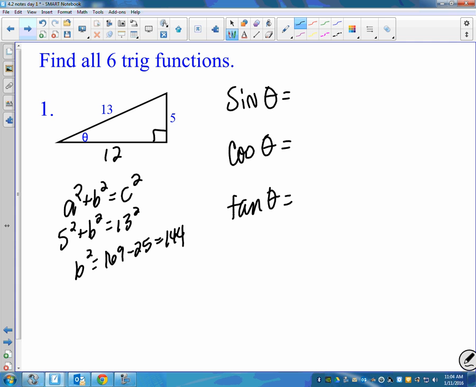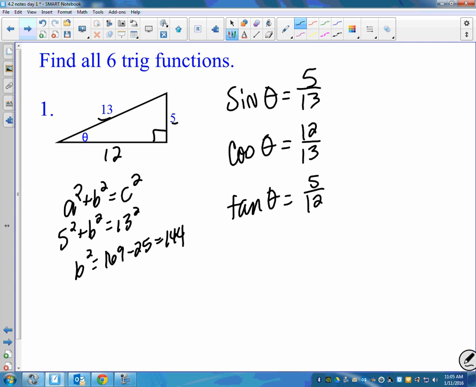And then again, we're just using our SOHCAHTOA. Sine is opposite over hypotenuse, and we're just going to leave it as a fraction. So 5 over 13. Cosine of theta is adjacent over hypotenuse. So that's 12 over 13. And tangent is opposite over adjacent. Again, this one would be 5 over 12.